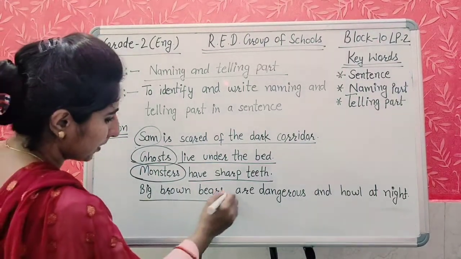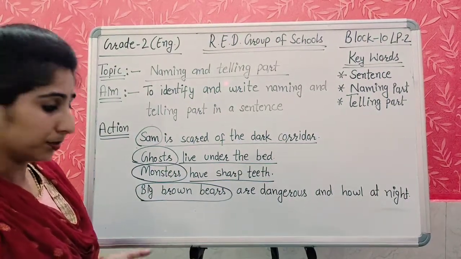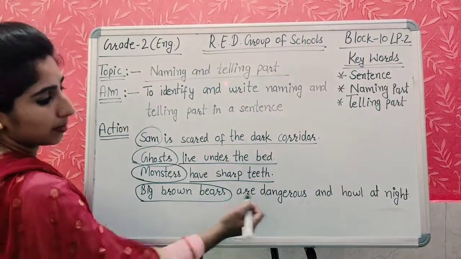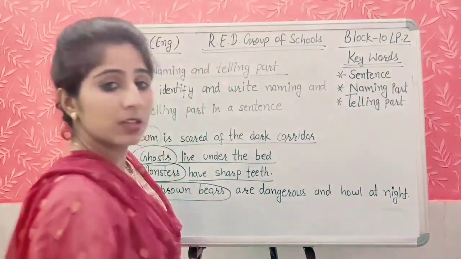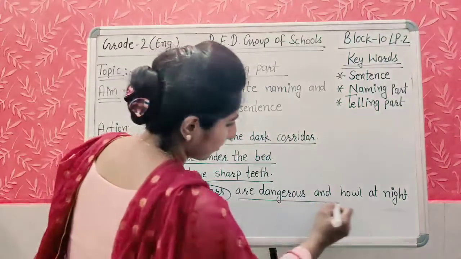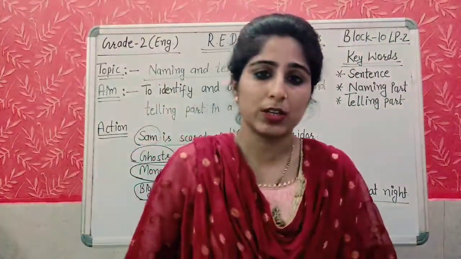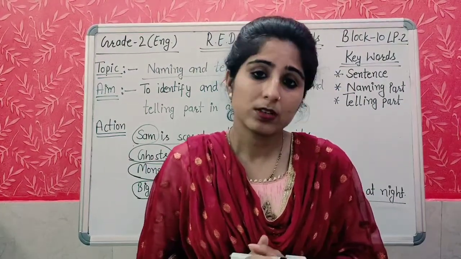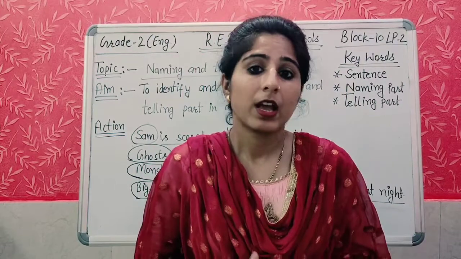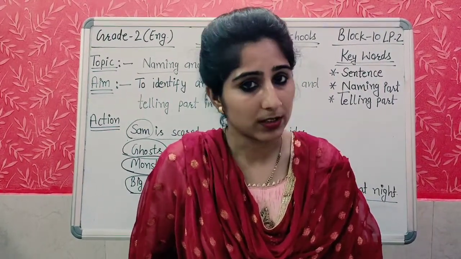Big brown bears. This is the naming part of this sentence. Are dangerous and howl at night. This is the telling part of this sentence. So students, what will we do today? Today we will make sentences from the story Scaredy Sam, and you will find out the naming part and the telling part of those sentences.